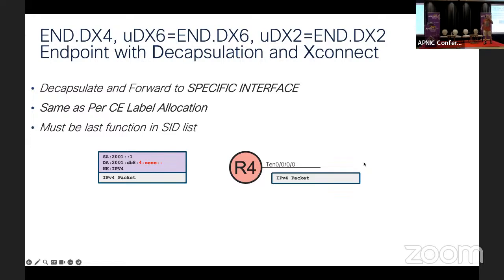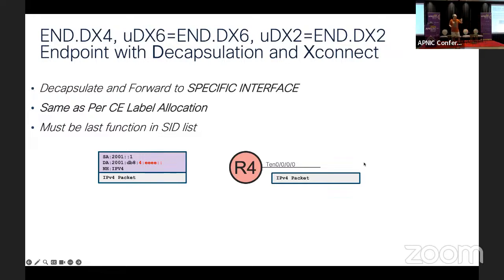This function has to be always last function in a set list, right? Because I'm decapsulating. I'm throwing away everything what is there. And if it's not last set in a function, I will discard the packet immediately. So this is always and last set, and always results in a decapsulation and sending to the specific interface.